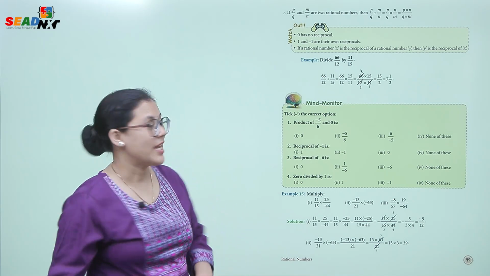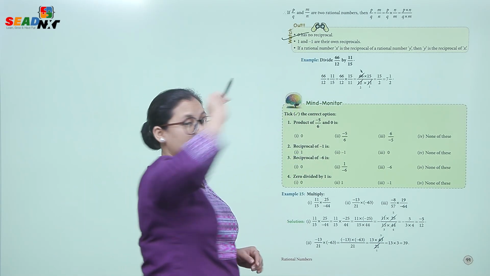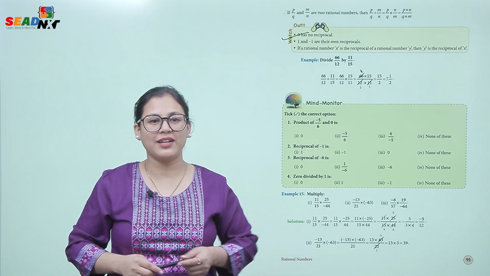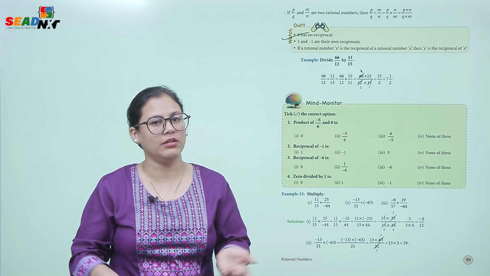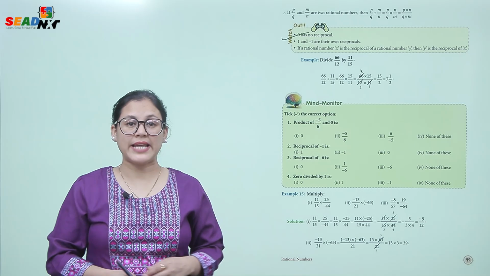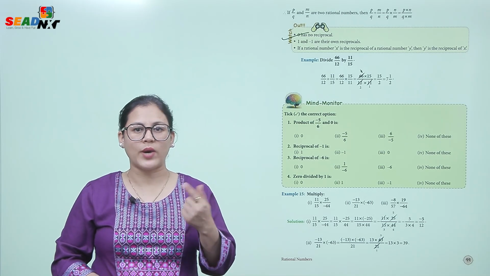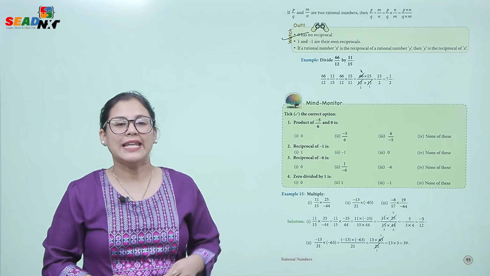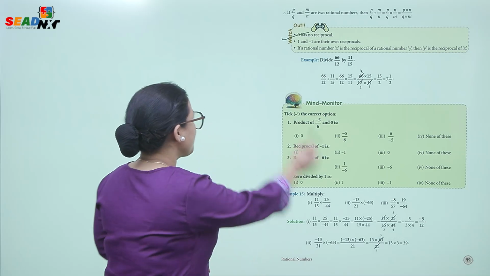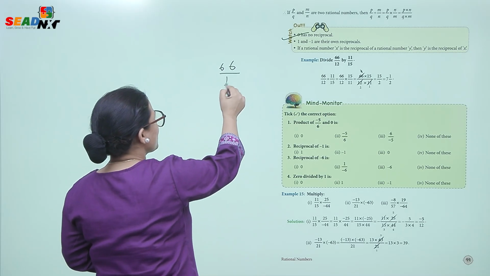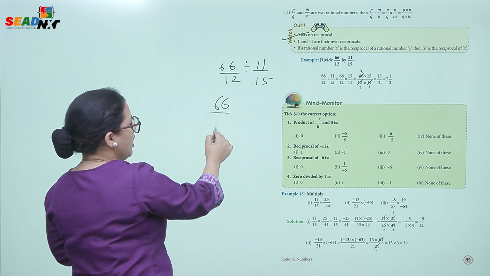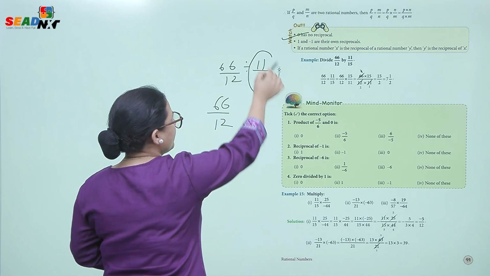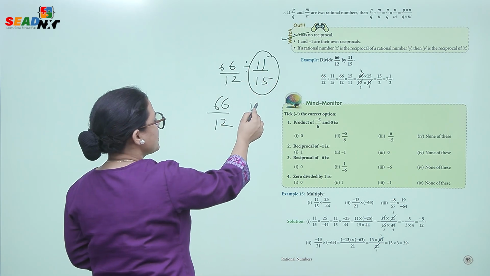Okay, watch out. 0 has no reciprocal. Remember that. 1 and minus 1 are their own reciprocals. Means 1 का reciprocal 1 है और minus 1 का minus 1 है. If a rational number x is the reciprocal of a rational number y, then y is the reciprocal of x. Okay, let's do an example. We have to divide 66 by 12 by 11 by 15. Okay, so what we'll do, we will find the reciprocal of this rational number, that is 15 by 11.